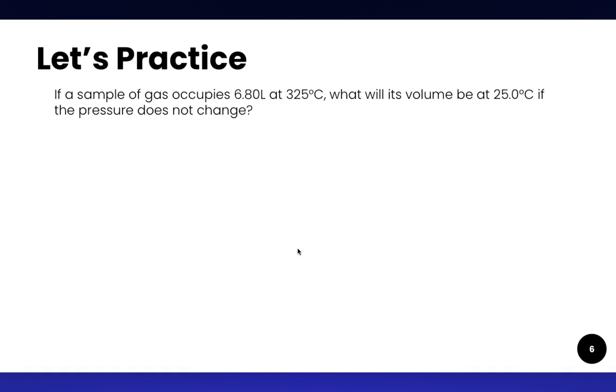All right, let's do one more problem. If a sample of gas occupies 6.80 liters at 325 degrees Celsius, what will be its volume at 25.0 degrees Celsius if the pressure does not change? So again, this clues us in. The pressure does not change, meaning that we're going to use Charles's law. What are they asking for? What will its volume be? So they're asking again for V2. And then we just have to figure out what we know.